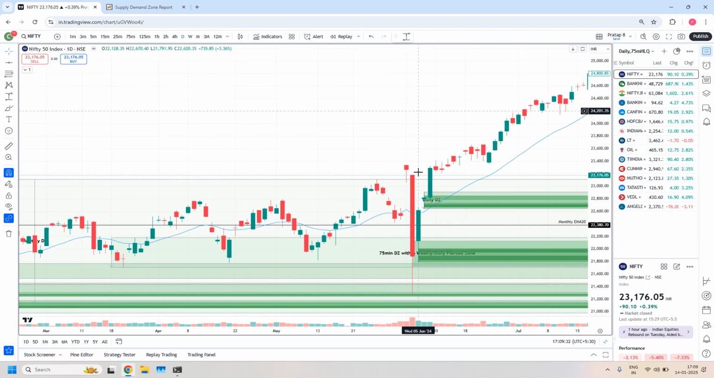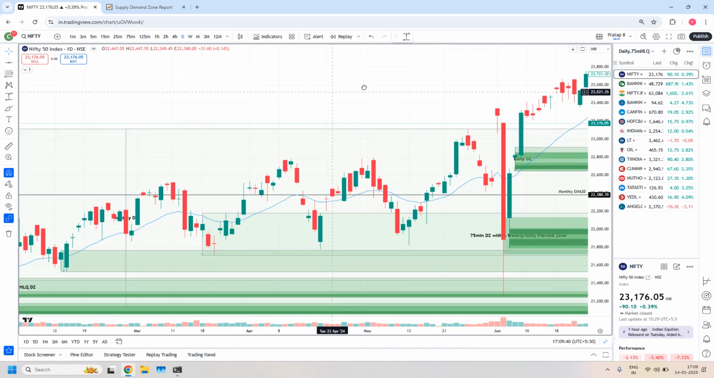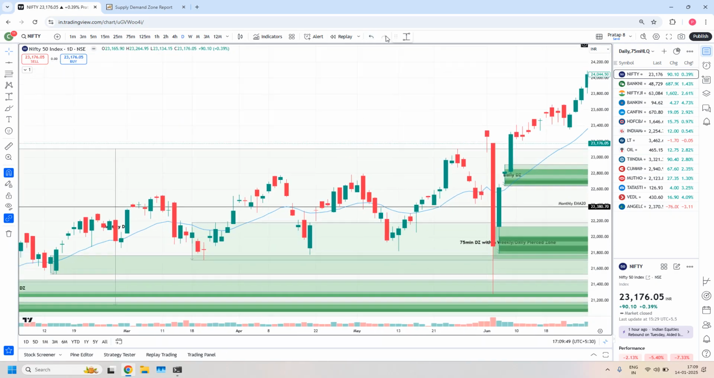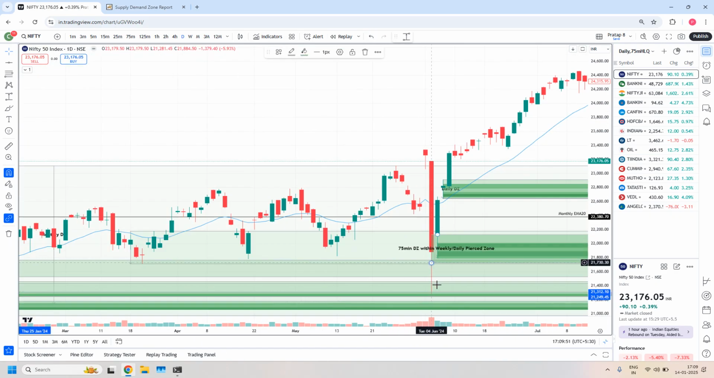The reason is this 75 minute zone is created inside the pierced daily zone as well as the weekly zone. See, this weekly zone is a pierced zone. This daily zone horizon to the weekly is also a pierced zone. Now on June 4th, the market started moving up between 4th and 5th June. Now institutions here added a new order flow, and see how sharply prices moved after they added this order flow.